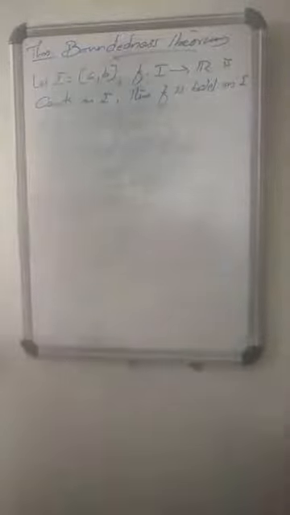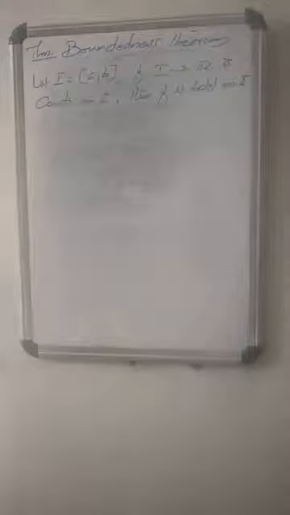That is, a continuous function on a closed and bounded interval is always bounded. That is what the boundedness theorem states. Here I equals closed interval [a, b] is a closed and bounded interval, and f from I to R is a continuous function on I.